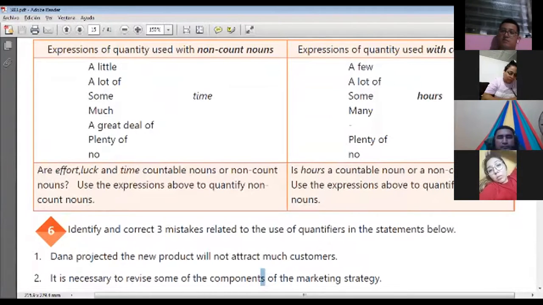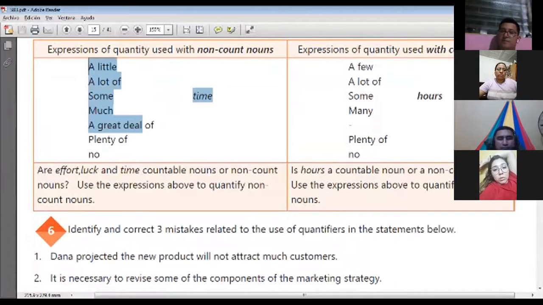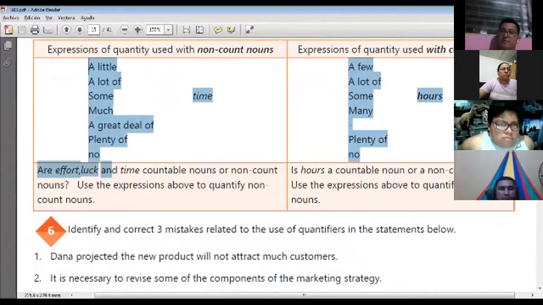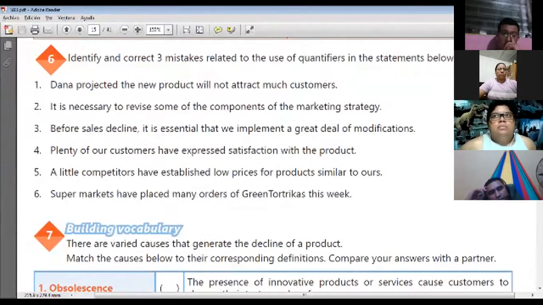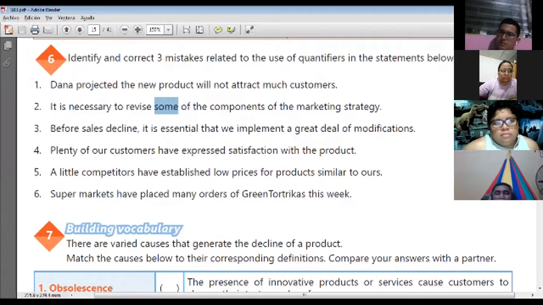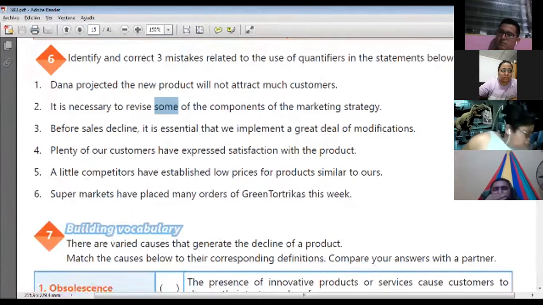Okay, how do you know what you will use? Number one, learn the meaning of each of the quantifiers. Learn the meaning, and that will give you the idea of what to use. Esto es muy semejante al español. So if you say some of the components, siendo algunos de los componentes, a lot of the components, muchos de los componentes, muchísimos de los componentes.